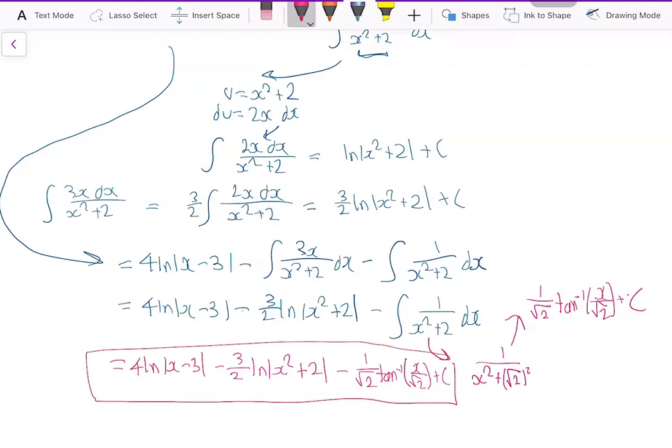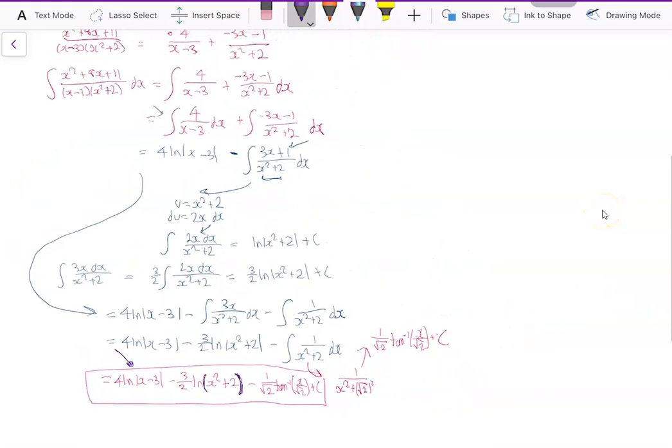And in fact we can remove the absolute values on the x squared plus 2 term, because x squared plus 2 is always positive, because x squared is always at least 0. So we end up with this as our final answer to this integral of the rational function using partial fractions.